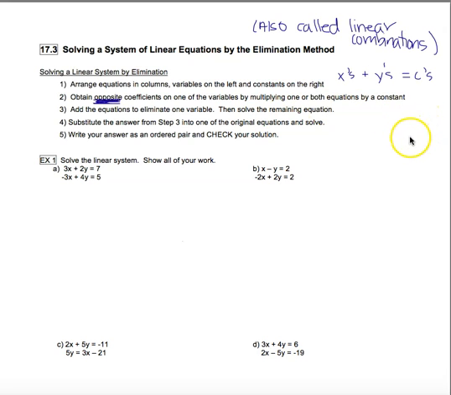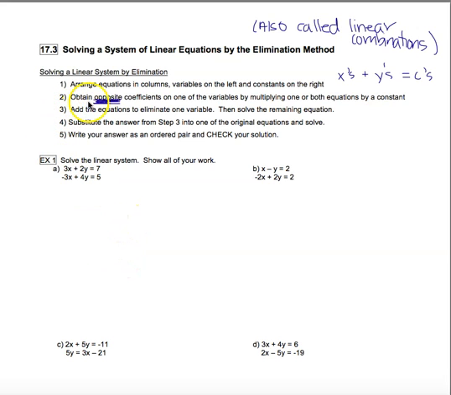Now, sometimes we're lucky and we already have opposites. And depending on the system, sometimes it's easier to obtain opposites than others. Like I said, sometimes they're already opposites and we don't have to do anything. Sometimes we can just multiply one of the equations by something to get those opposites. Other times we're going to have to multiply both equations by something. So we'll do examples of each of those items.